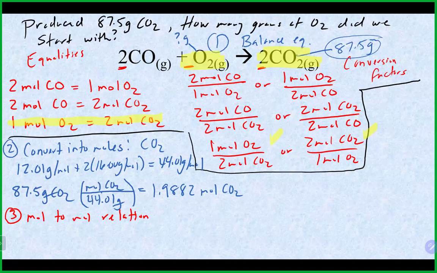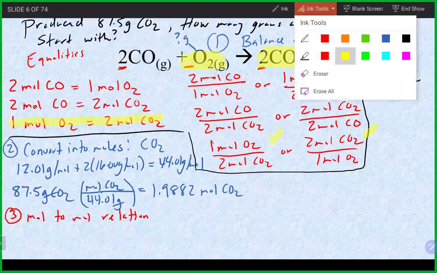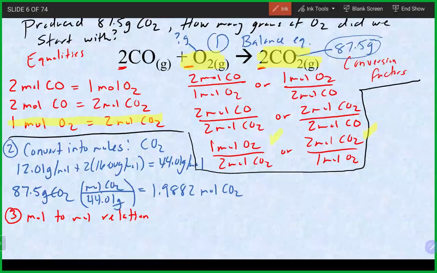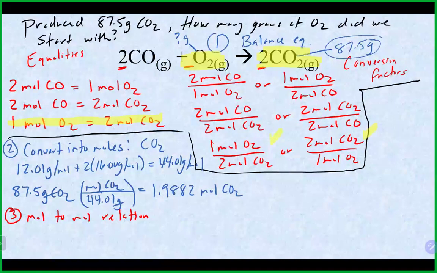Since I want to get rid of CO2 in this case and end up with O2, which conversion factor should I use? The one on the left or the one on the right? If I have CO2 and I want to get rid of it, which one should it be? Should be opposite, right? Which means CO2 should be on the bottom. So I would use this conversion factor here on the left.